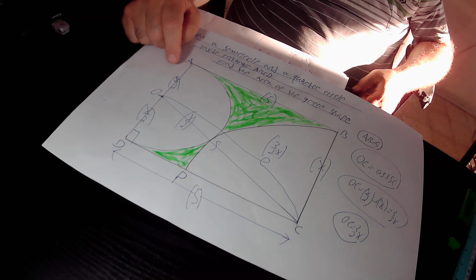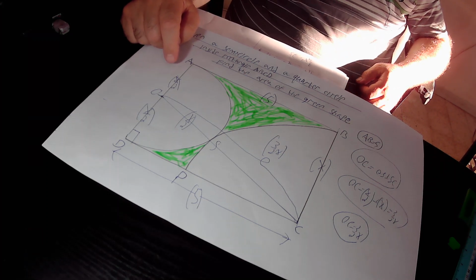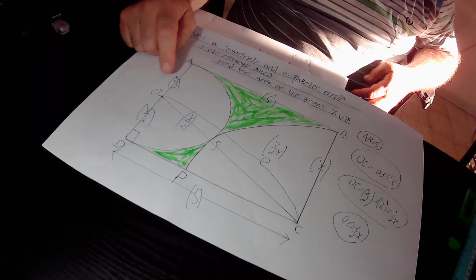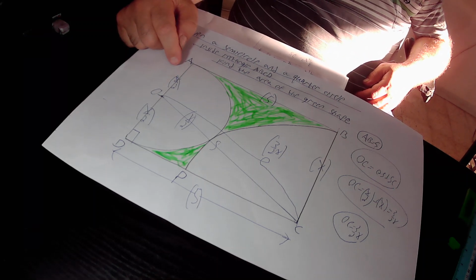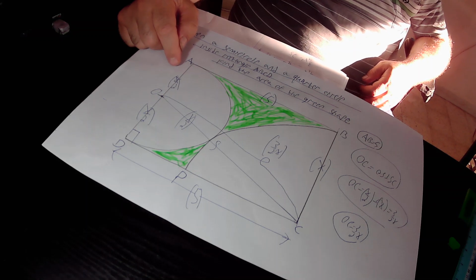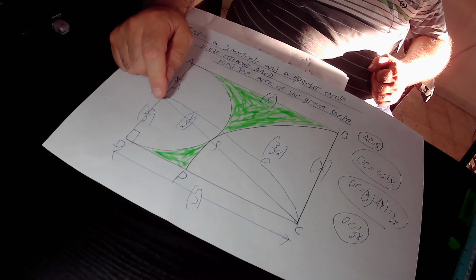So the radius of this semicircle must be equal to x over 2 units in itself. We define the center of the semicircle, this point, as point O. So the radius OA of the semicircle must be equal to x over 2 units, and the radius OD must also be equal to x over 2 units in its length.